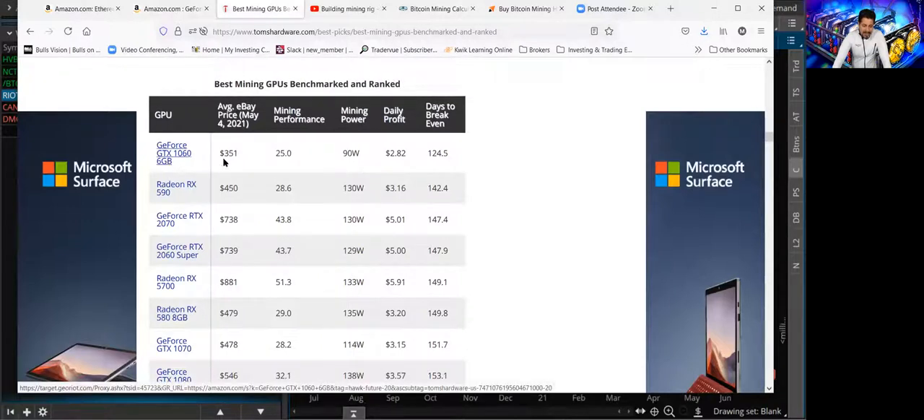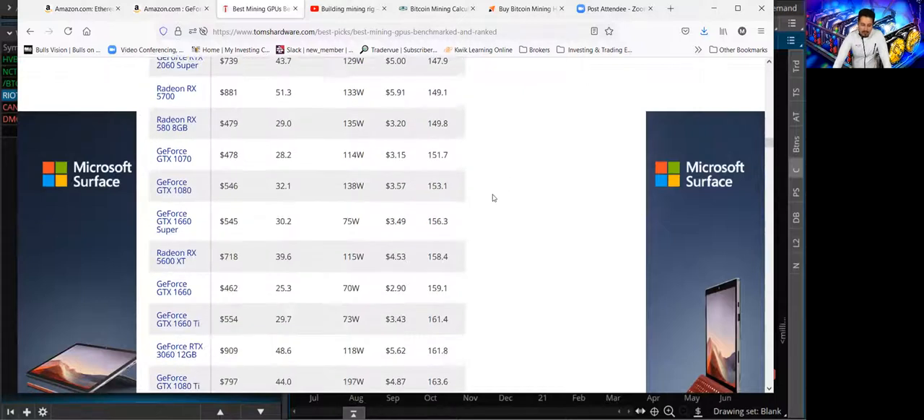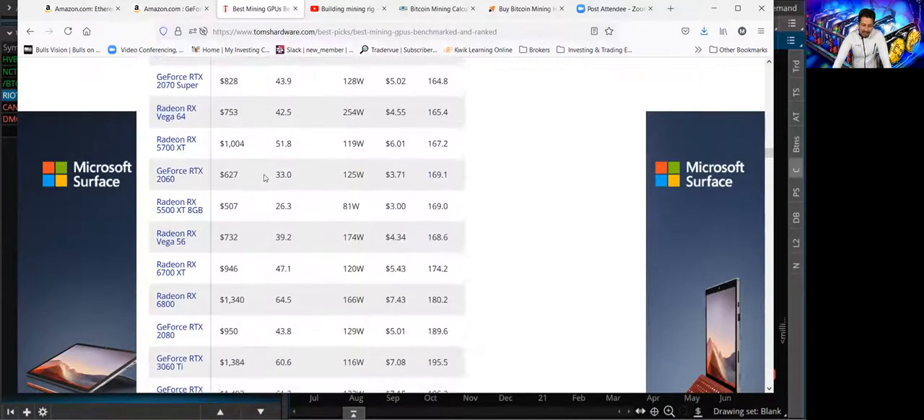So there's many out there with different prices. There's some for like $300, $450. It even tells you the mining performance, the mining power, the daily profit, how much money you'll be making daily on average, and also how many days it will take to get the return on investing. In terms of how many days before you make up for the money you spent on the graphics card, and then after that, you start making a profit.